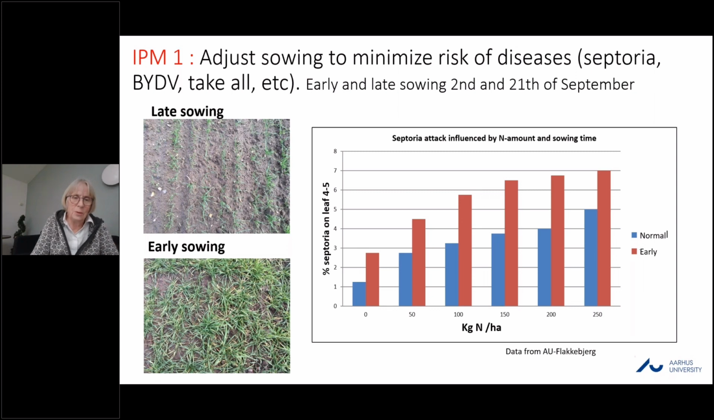We have an issue here because there's another political driver which is encouraging the farmer to sow early, because then the nitrogen uptake of the crop is better, and then they don't have to have such a big area with set aside. So it's a good example of political activities going in two opposite directions.